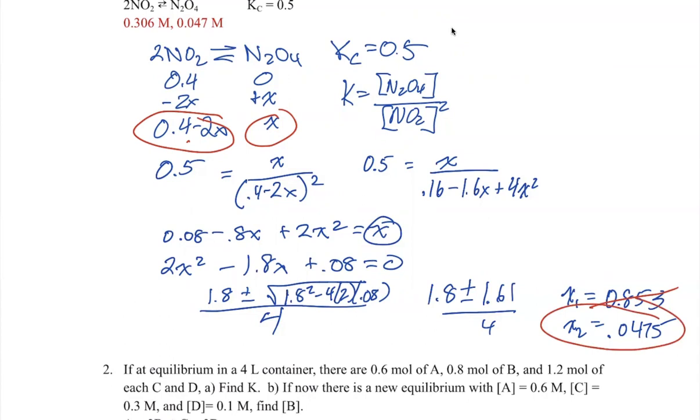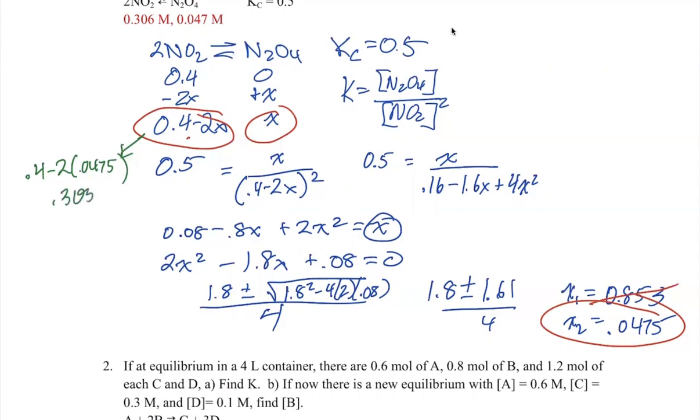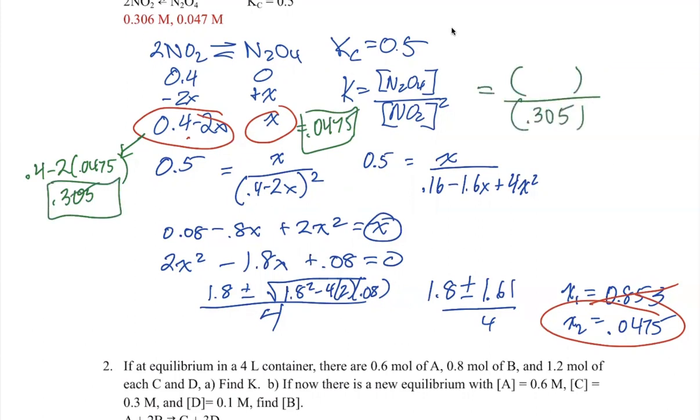So now I'm going to take that root. And here, 0.4 minus 2 times 0.0475 gives me 0.305. And here it will give me 0.0475. These 2 are my answers. I can check them by plugging back into my equilibrium expression: 0.0475 divided by 0.305 squared. That gives me 0.51, which is good enough.